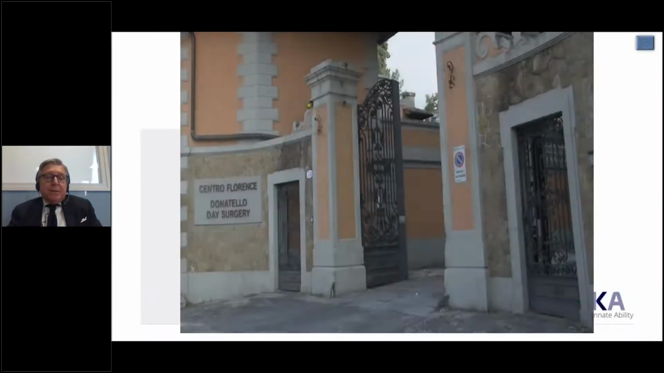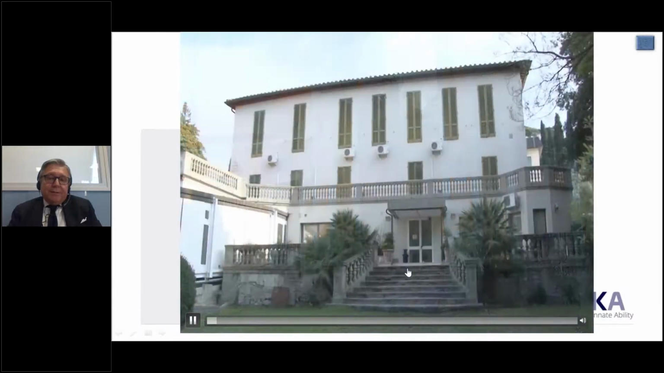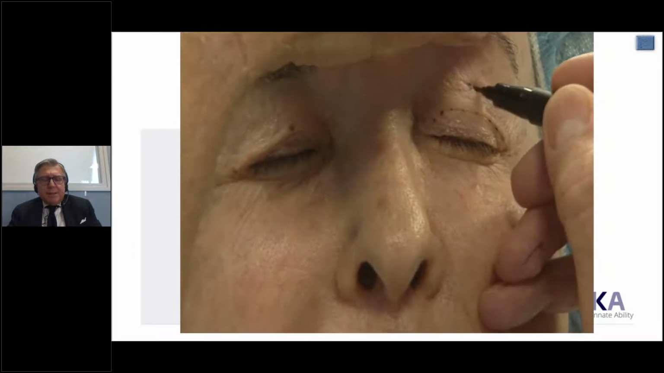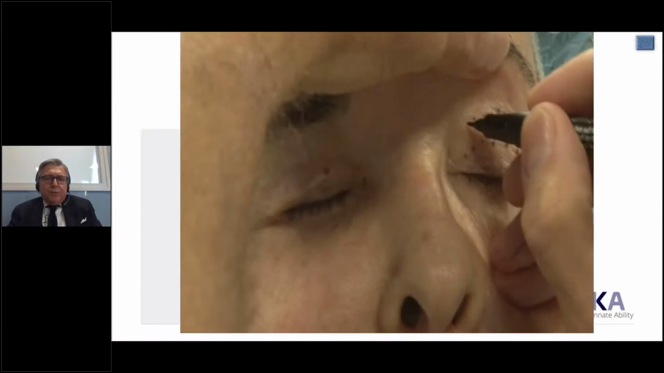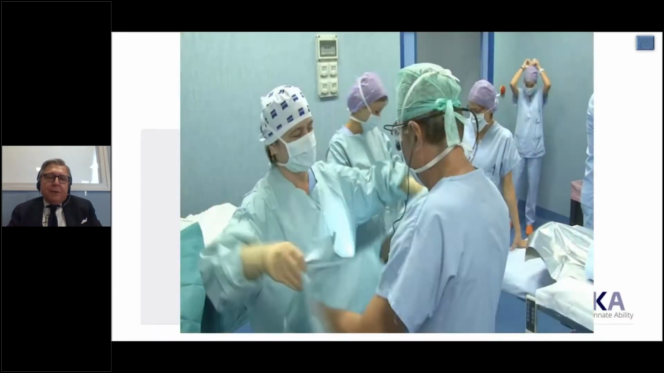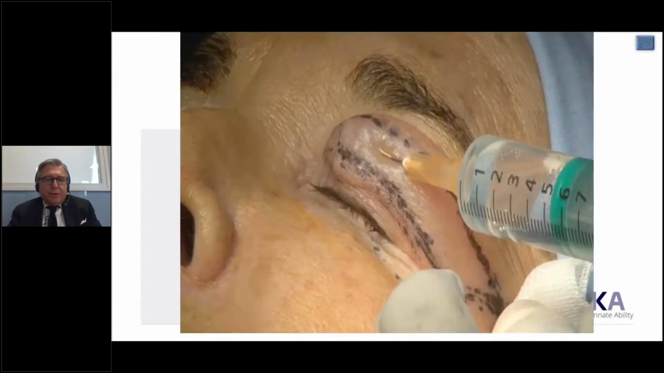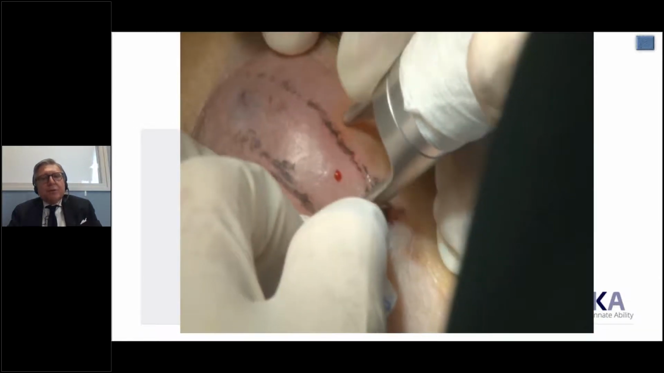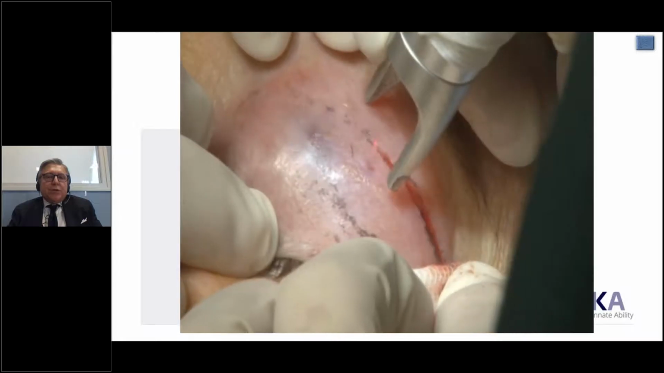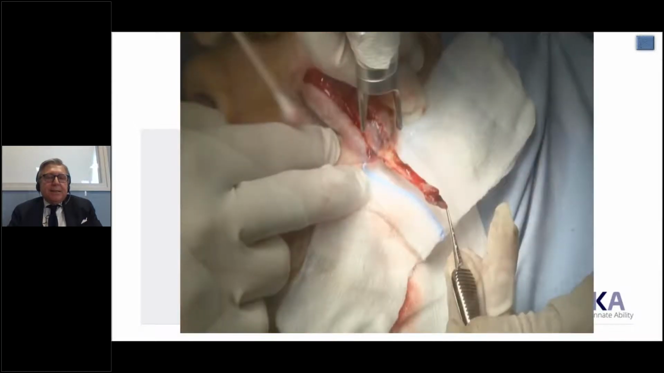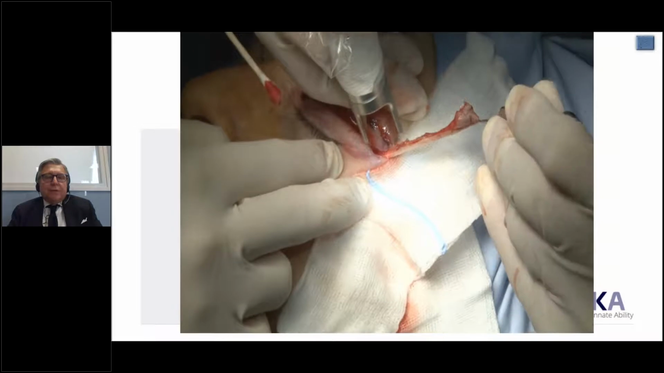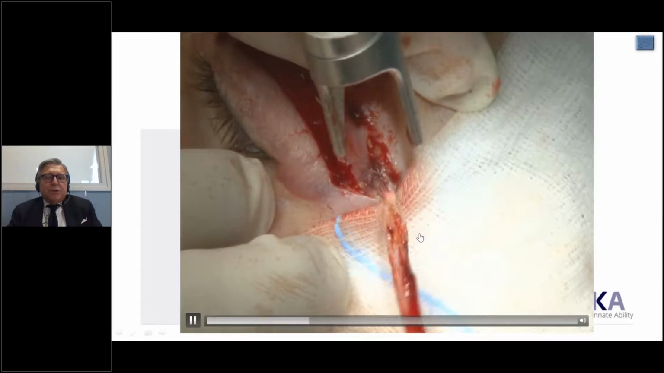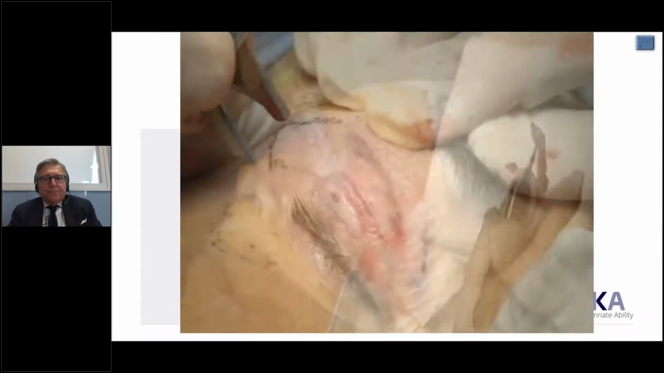But this video is very important because it shows us our staff, and then the operating room. The pre-operative procedure is the same as the traditional one with the knife. Then we can use local anesthesia for the upper blepharoplasty, and then you can cut along the marker that you have drawn. You see the perfect incision and the modest bleeding that we have.